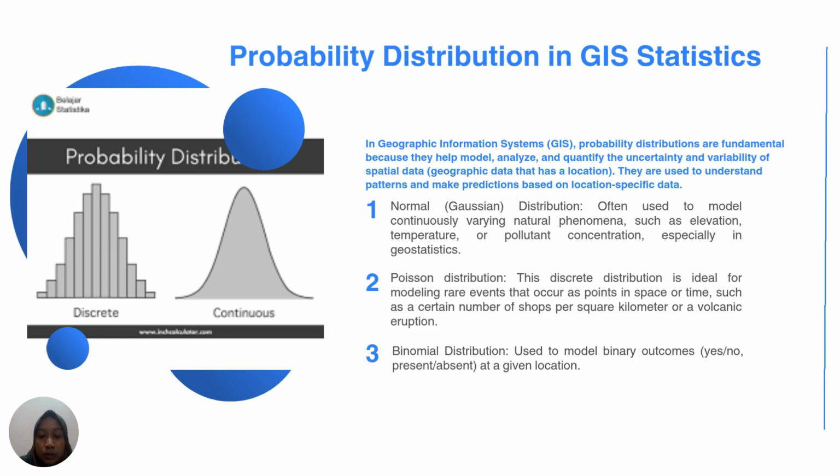1. Normal, Gaussian distribution, often used to model continuously varying natural phenomena such as elevation, temperature, or pollution concentration, especially in geostatistics. 2. Poisson distribution. This discrete distribution is ideal for modeling rare events that occur as points in space or time, such as a certain number of sharks per square kilometer or a volcanic eruption. 3. Binomial distribution. Used to model binary outcomes, yes or no, present or absent at a given location.